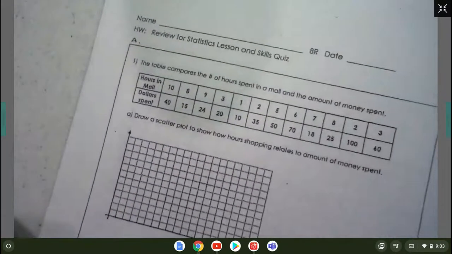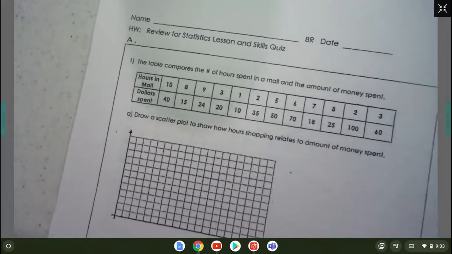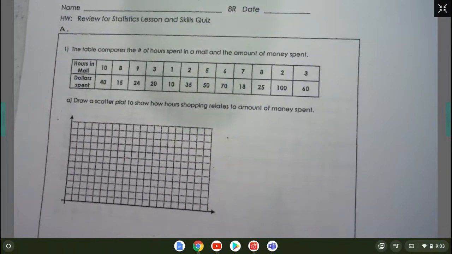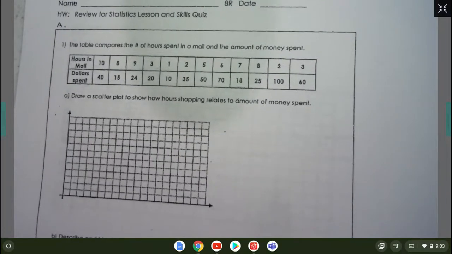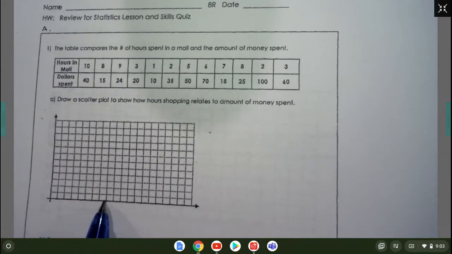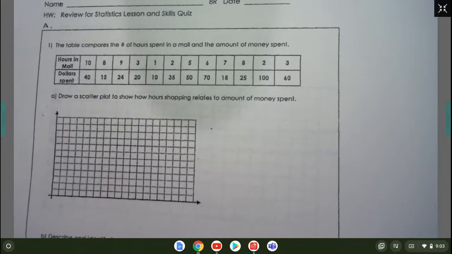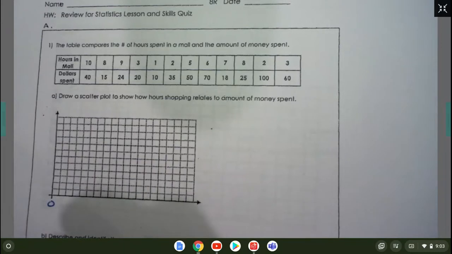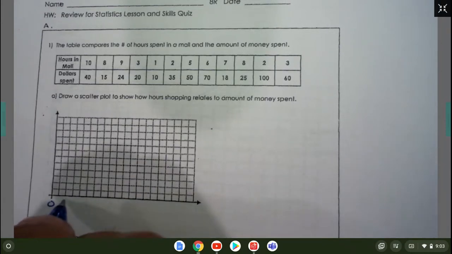All right, last page, we're almost done. Table compares the number of hours spent in the mall and the amount of money spent. Draw a scatter plot to show how hours shopping relates to amount of money spent. All right, so hours in the mall, we go up to 10. 1, 2, 3, up to 20. So I could almost even go by half hours if I wanted to. I don't know that really makes sense to do that though. But I guess, yeah, sure, let's do it.